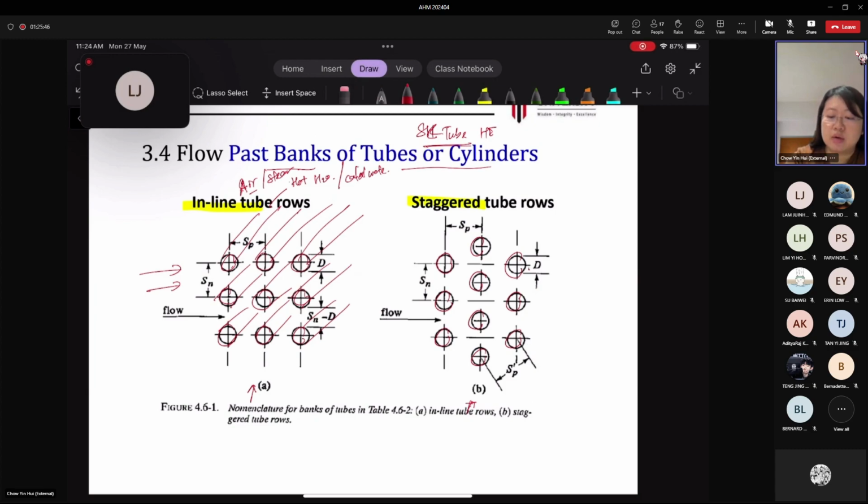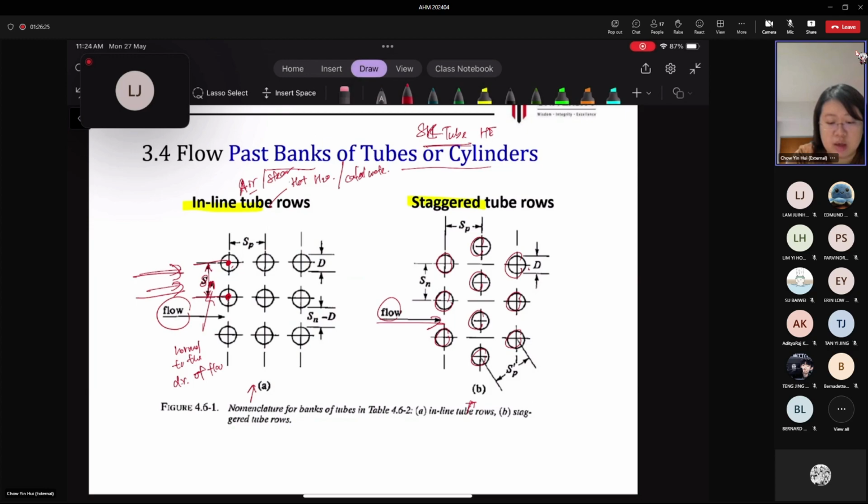Now, there are several new parameters that you need to understand. Let me clear this drawing a bit. The flow is actually in this direction. Take note, the flow is in this direction here. If we look at these two tubes, the distance between the centers of these two tubes is denoted by Sn, the distance between the centers of two tubes that is normal to the direction of flow. So that's why you can see N used to denote it.